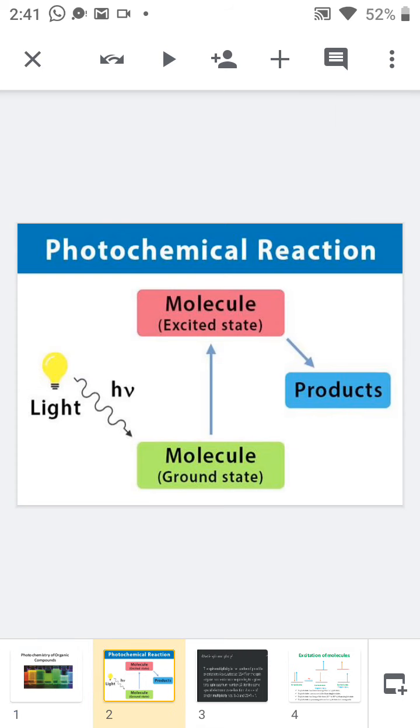And in every photochemical reaction, there may be an organic compound which absorbs the light radiation having a particular wavelength, and it undergoes excitation, and in the excited state it undergoes the chemical reaction and is converted to the product.